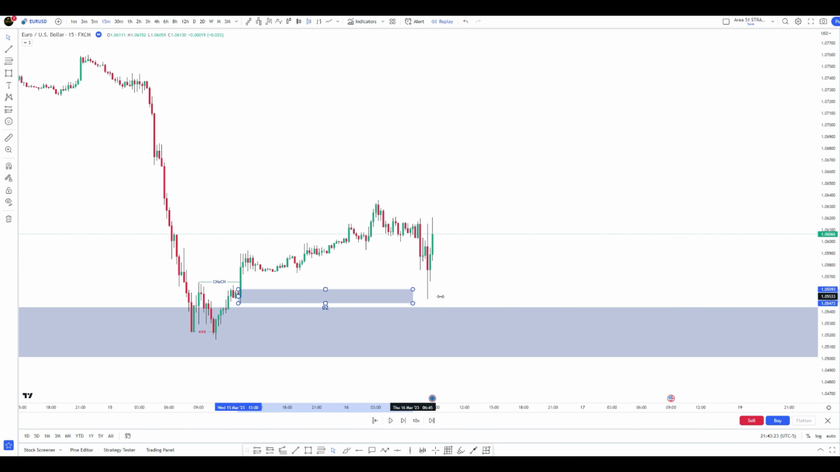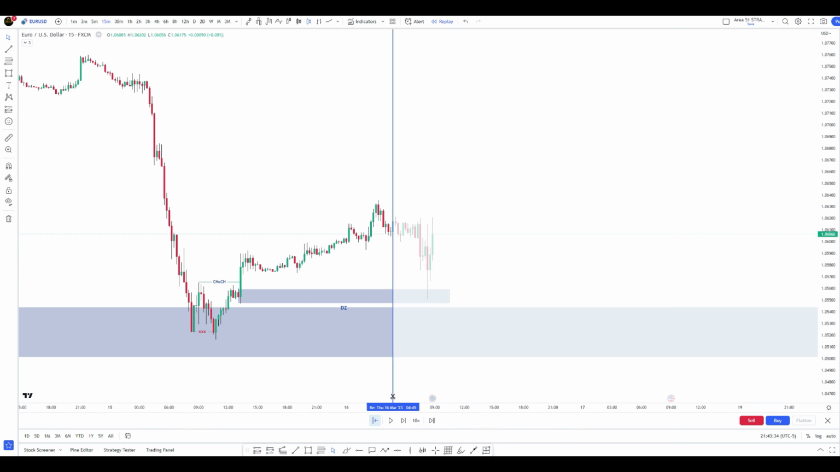All right, continue here. So here we have the price coming back to the zone. Right after the price hits the zone, what we're going to be doing is taking the trade before even this candle is formed. We can take the trade right away.